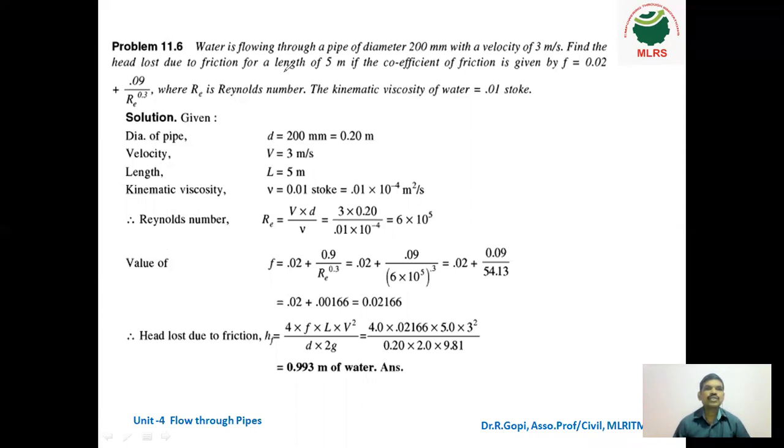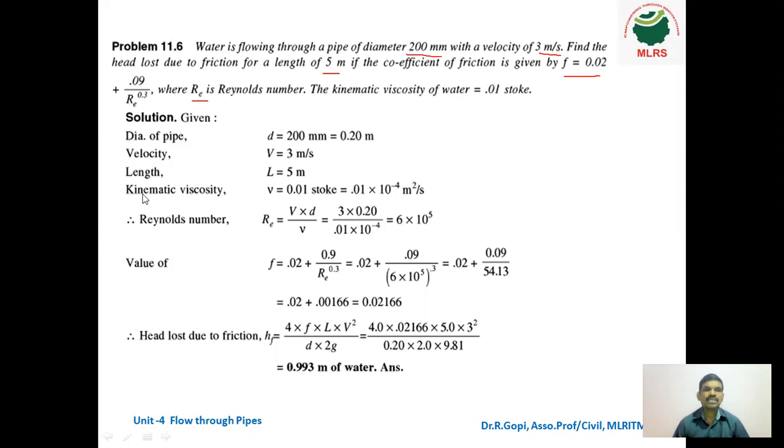Water is flowing through a pipe of diameter 200 mm with a velocity of 3 meter per second. Find the head loss due to friction for a length of 5 meter, if the coefficient of friction is given by f equal to 0.02 plus 0.09 divided by Re power 0.3, where Re is the Reynolds number. The kinematic viscosity of water is 0.01 stoke.